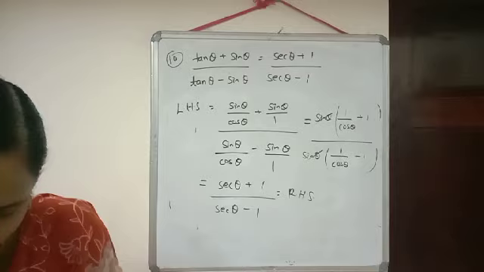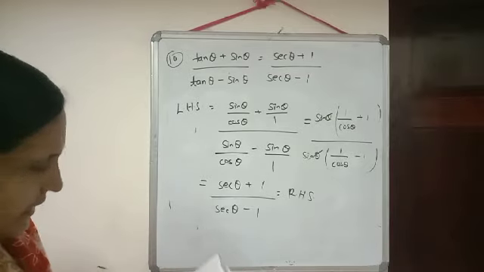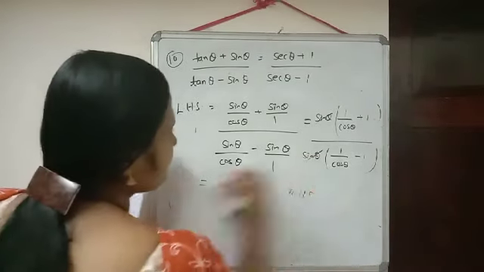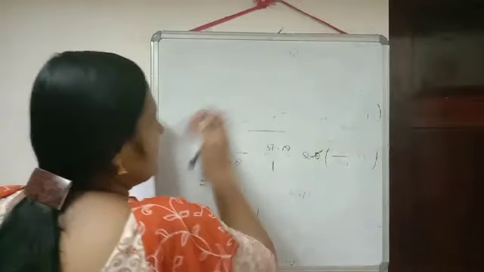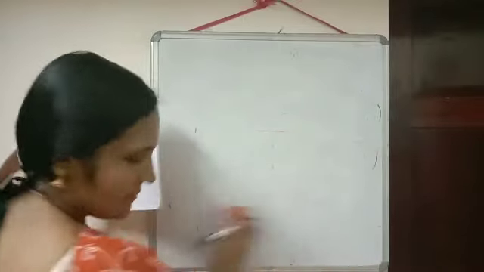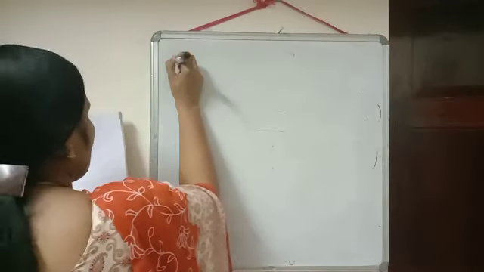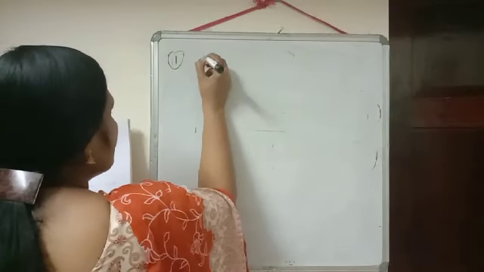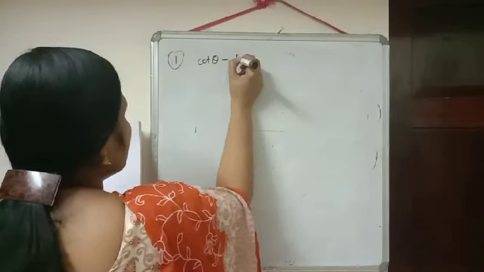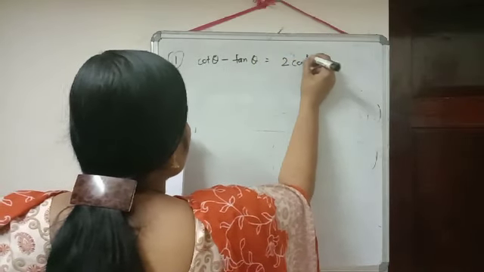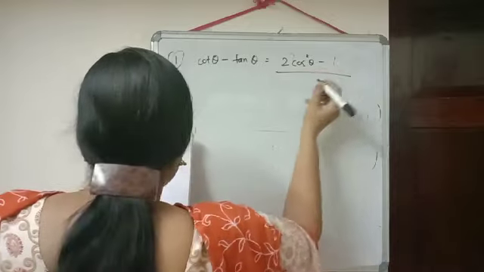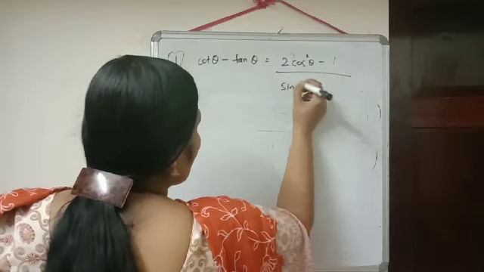Okay. Now write down the next one. Question number 11 is: cot theta minus tan theta equal to (2 cos square theta minus 1) by (sin theta cos theta).